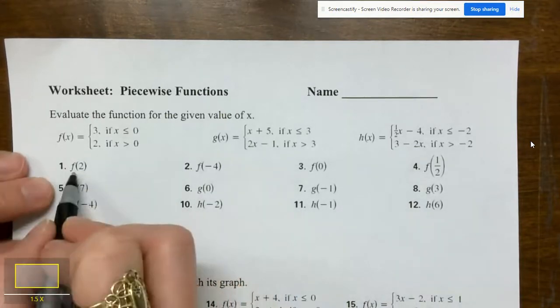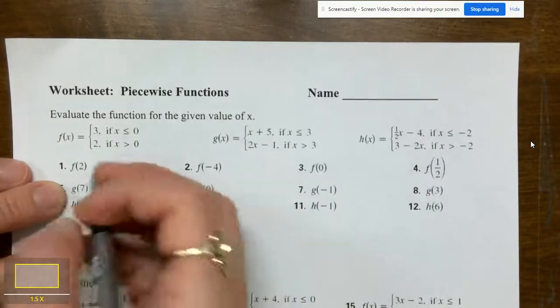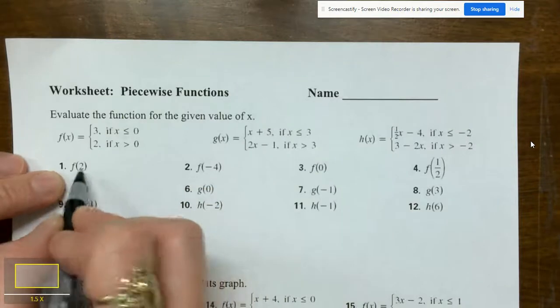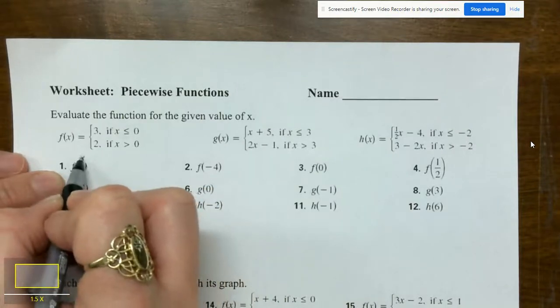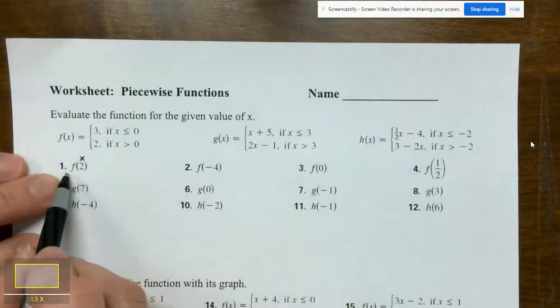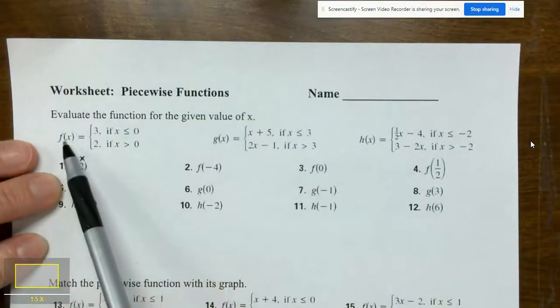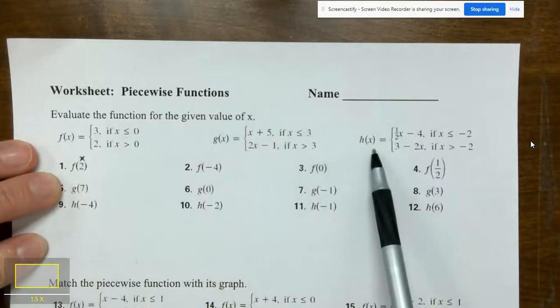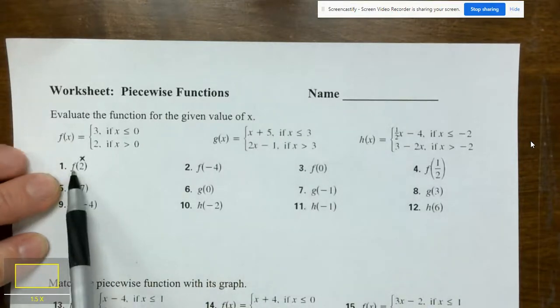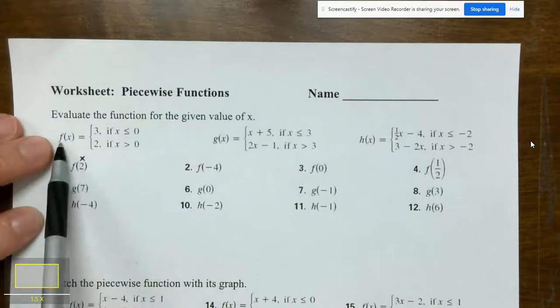So if I were looking for f of 2, then the 2, remember, is your x. The first thing I'm going to do is find the function I'm dealing with. I'm dealing with the f function, because notice they've defined f, g, and h for you. So you've got to pick the right function first. My function is f.